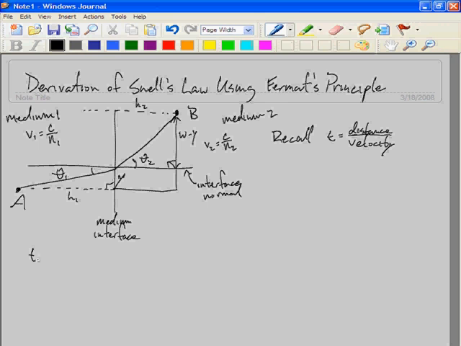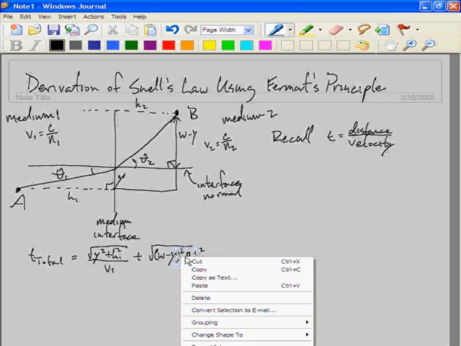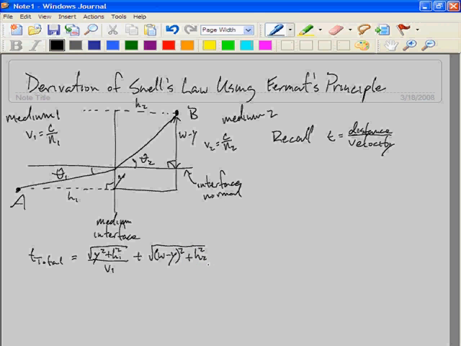So the total time then is the distance from point A to the medium interface, which is the square root of y squared plus h1 squared over the velocity through medium 1, plus the square root of (w minus y) squared plus h2 squared, over velocity 2.